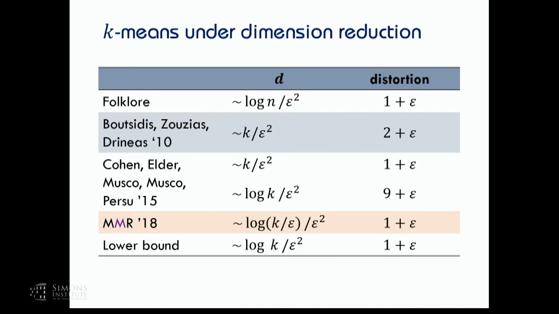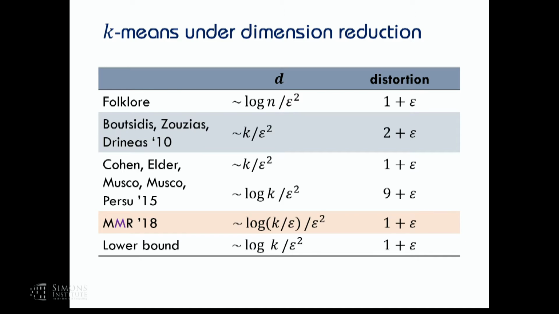Now, Boutsidis et al., who initiated this line of research, showed that it is sufficient to have dimension k over epsilon squared, and then the cost of the clusterings is preserved up to a factor of 2 plus epsilon. And note that this bound on the dimension does not depend on n. So if k, epsilon, and delta are fixed, and n goes to infinity, then this dimension still remains a constant. So this is very important.